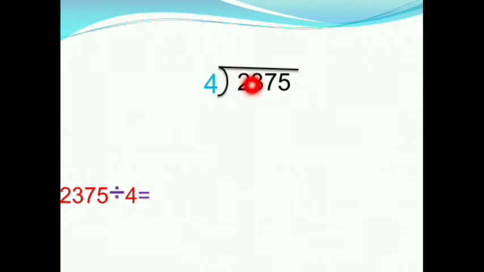23 will not come in the 4 table. So we should take the nearest number, that is 20. 4 5s are 20. Write 5 in the quotient place and write 20 below 23 and subtract it. 23 minus 20 is equal to 3.